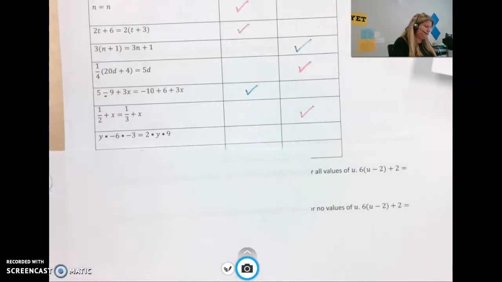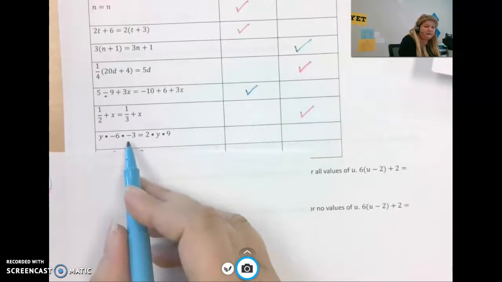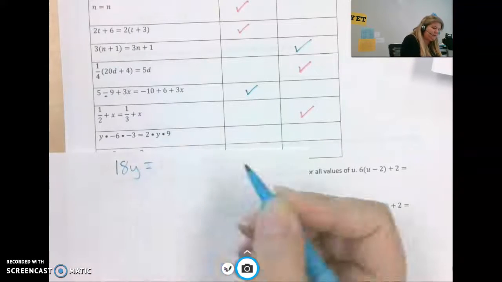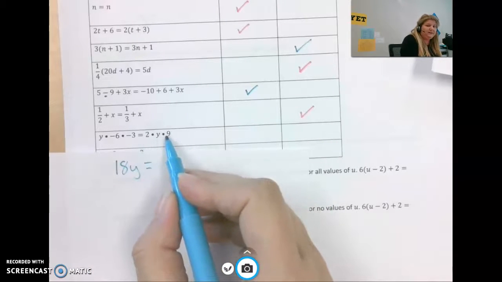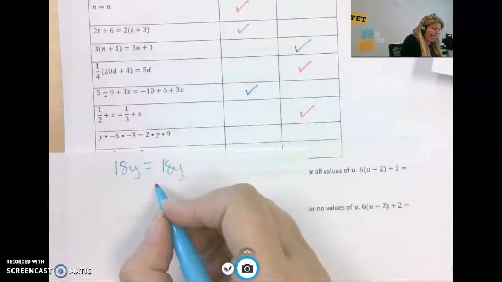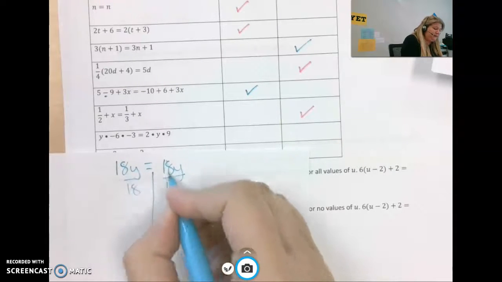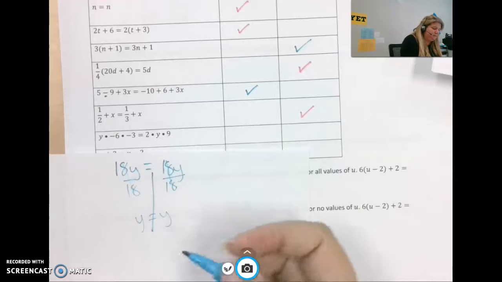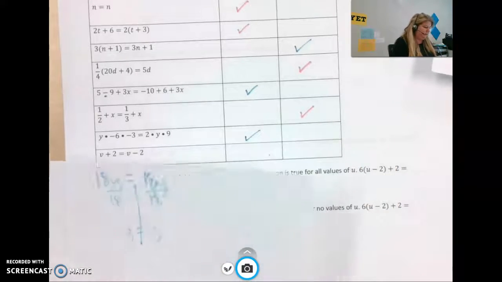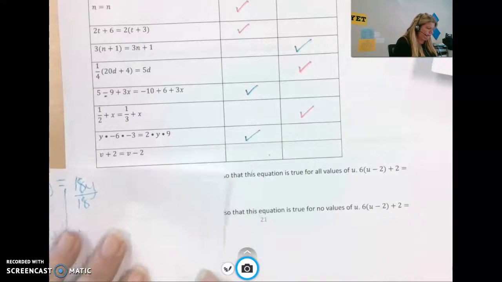So the next one, we'll start out with multiplication. So it's all multiplication. Negative 6 times negative 3 is positive 18 times y. That would be 18y equals 2 times 9 is 18 times y is 18y. Okay. I can see that's exactly the same. I could divide each side by 18 and y equals y. Okay. True for all values. One more. I think I can fit it here.